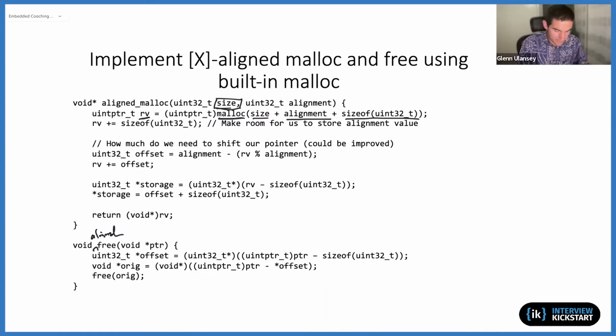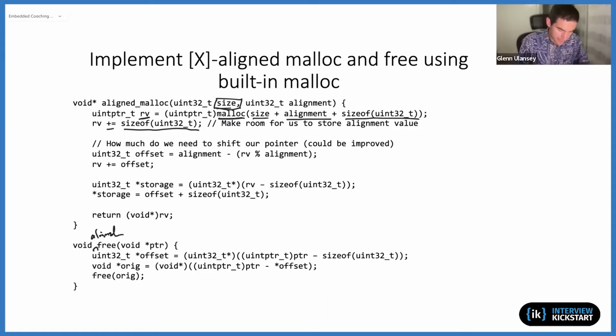And I'm going to save this in this local variable RV, return value. What I'm also going to do is increment return value by the size of a uint32. So I'm going to increment it by 4 bytes, because what I'm going to do is store the required offset in those 4 bytes. Let me get to that in a second.